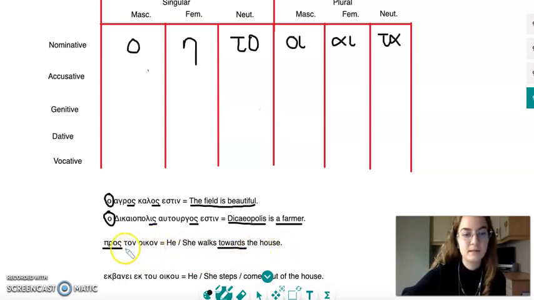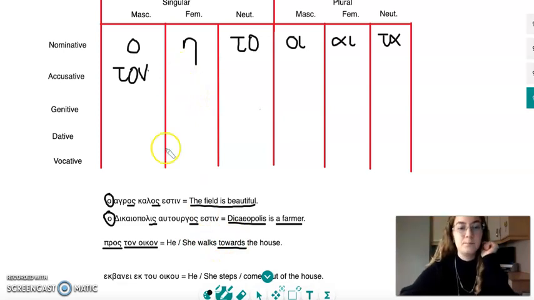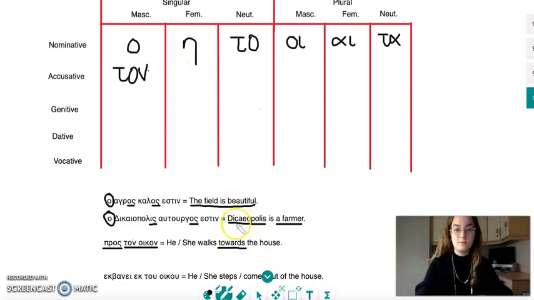Ton oikon. So there we can fill in ton for accusative. Now that's masculine because we're going with he walks into the house here. For she walks into the house, the ton oikon will be the same because the house is a masculine word. But if you had a feminine example, this would be ten. And the neuter is the same again, to, as the one before.